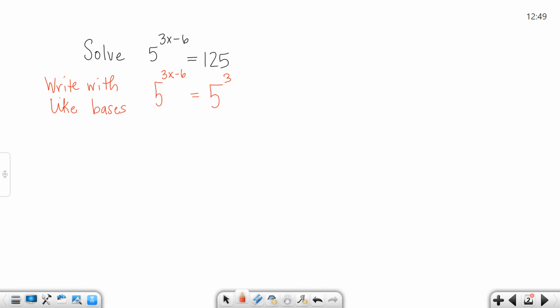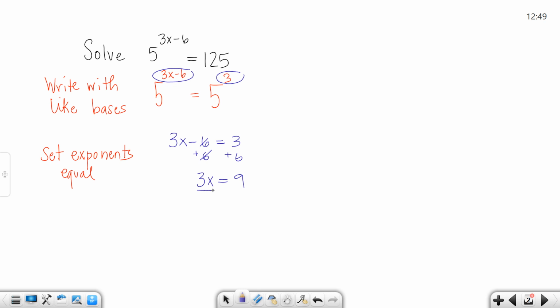So as soon as you write it with like bases, all you have to do is set the exponents equal. Okay, so if you look at this equation that's before you, 5 to the 3x minus 6 equals 5 to the 3. Well, you know that 5 equals 5, so that's a true statement. So all you have to do is set the exponents equal. So 3x minus 6 equals 3, and we can solve out that baby equation. So I'll add 6 to both sides. So 3x would equal 9, and x would equal 3. And that's how it would work.